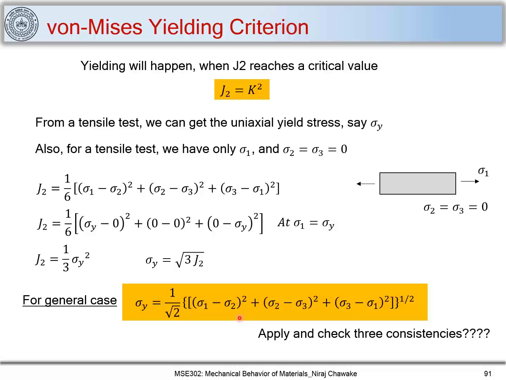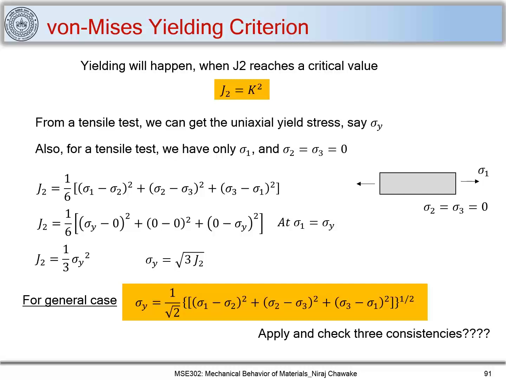The second was that only the deviatoric stress state will cause yielding. This relation we have found using the second invariant of the deviatoric stress tensor. So the second consistency is also met. And the third rule is that this relation should be independent of your coordinate transform. J2 itself is an invariant term. So the third consistency is also met here. So this is our von Mises criteria.